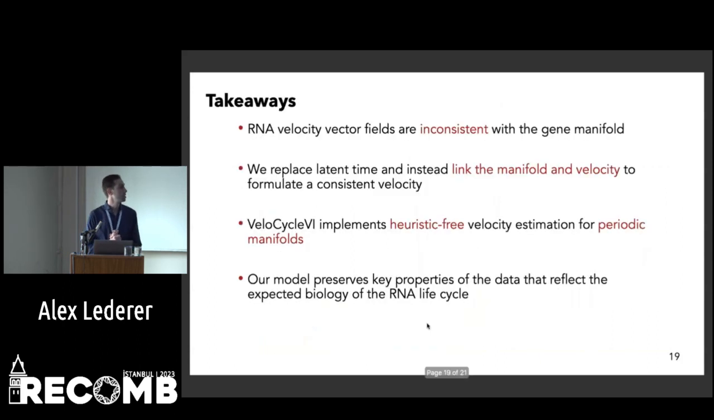To summarize, RNA velocity vector fields are inconsistent in their current form with the gene manifold, so we took an approach where we link the manifold and the velocity together in a more heuristic-free way, and we applied it to the cell cycle and periodic manifolds.